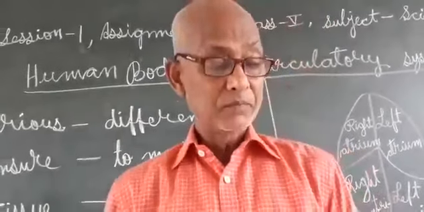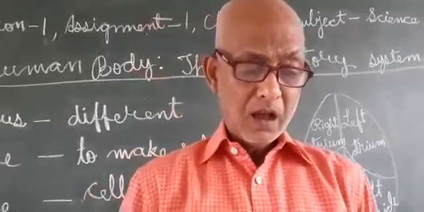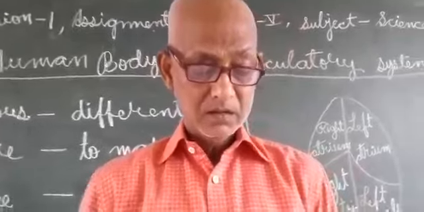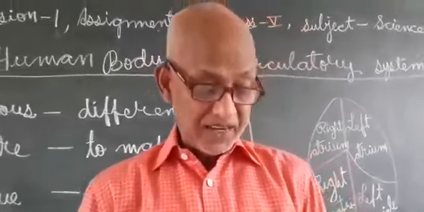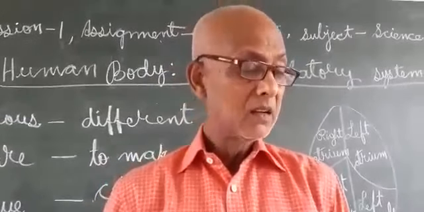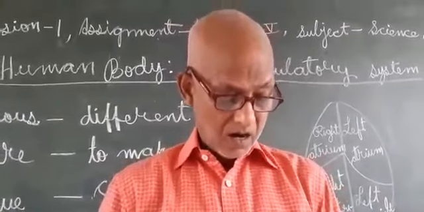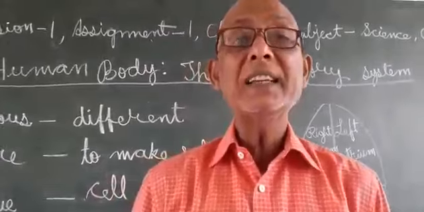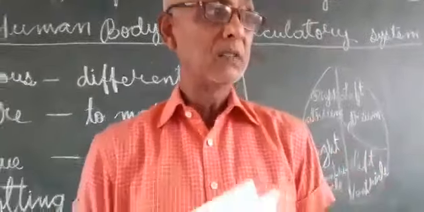Blood vessels. There are three types of blood vessels in our body. These are arteries, veins and capillaries.